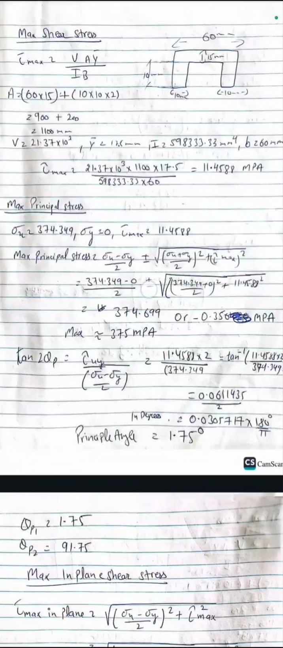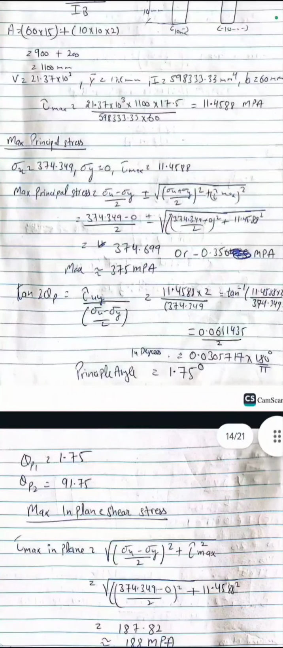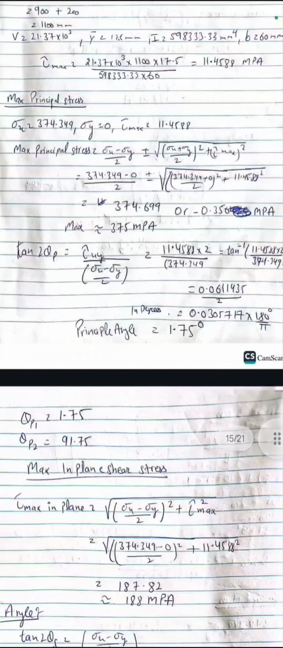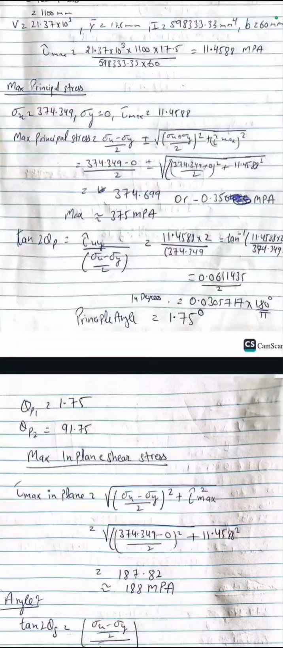And continuing, we calculate our max principal stress. So here we have our sigma x, which we calculated at the very beginning of the VP task 3, which came out to be 374.349, and sigma y will be equal to 0 for everything we calculate in this task, and our tau max came out to be 11.4588. We plug in all those values, and the maximum principal stress we got was 375 MPa, and this can be confirmed by using the calculators, of which I have attached a screenshot at the end of the VP task 3.